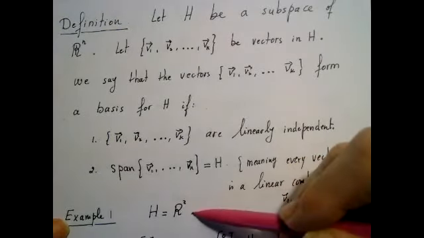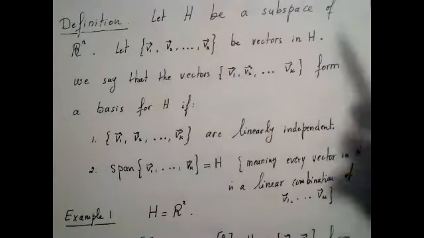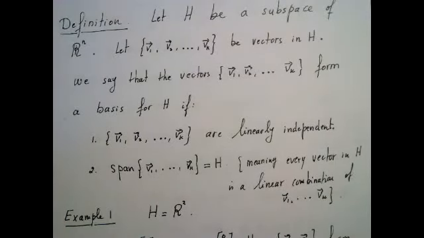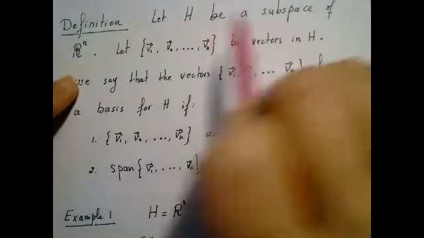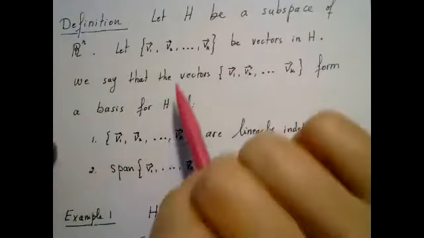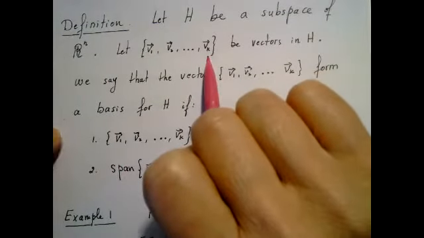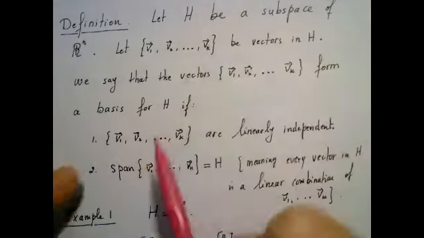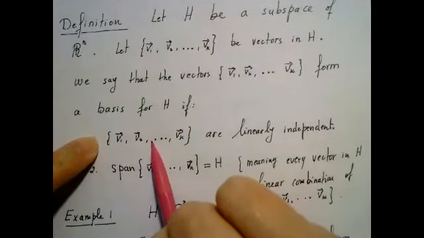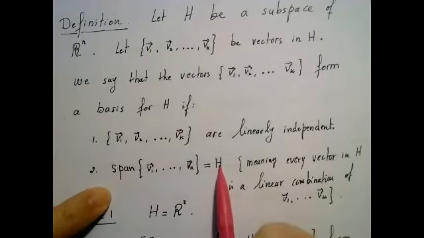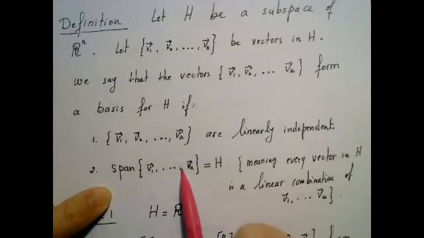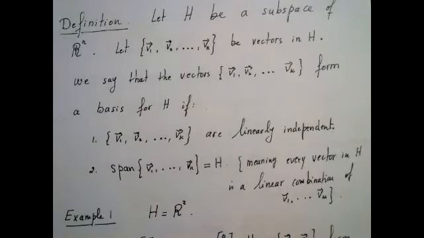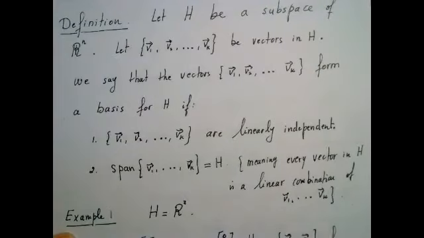I'm going to take my subspace to be R2. It means all vectors with 2 entries. And the question is, let's find a basis for R2. What does it mean to find a basis for R2? So my subspace now is R2, all of it. Find a basis means I need vectors in R2, finitely many, that have the property: they are linearly independent, and everything in R2 is a linear combination of them. So who can think of a basis for R2?